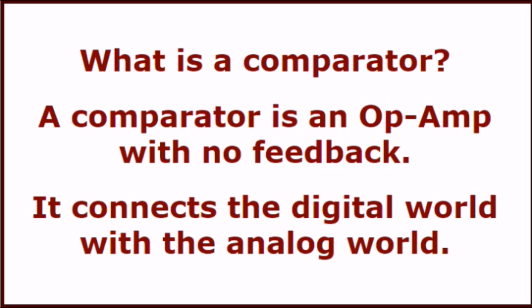A comparator is an op-amp with no feedback. And its most important use is that it connects the digital world with the analog world. While it is certainly an analog circuit, with its proper use, we can use comparators to read the analog world and send the information to our digital world, such as microcontrollers. It's also at the heart of things like analog to digital conversion, as we will discuss a little later.